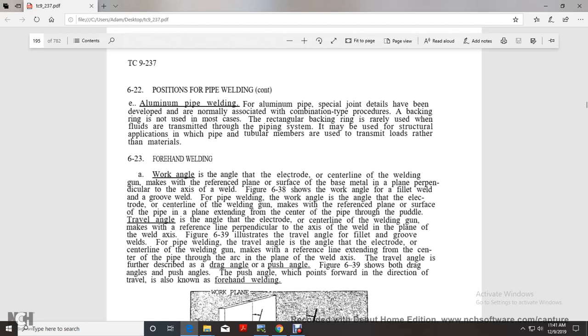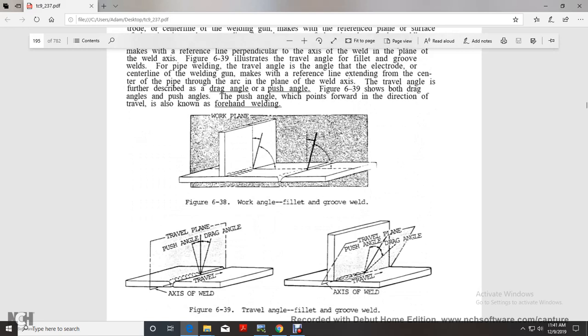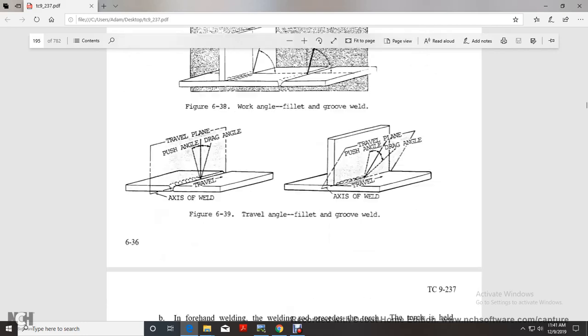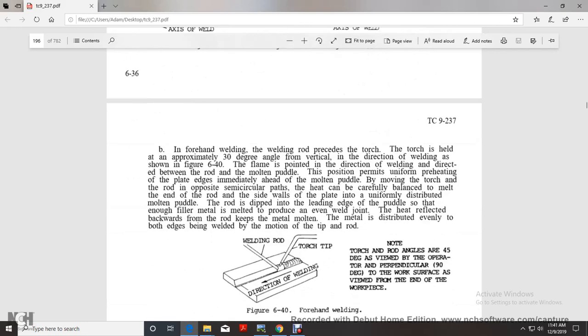Figure 639 shows both drag angle and push angle. The angle pointing toward the direction of travel is known as a forehand position. Figure 638 shows the work angle of the fillet with a groove, and 639 shows the fillet travel angle: push travel, drag, and the axis of the weld, push angle, drag angle. Forehand welding is done with the torch held at approximately 30 degrees from the vertical, in the direction of the welding, shown in figure 640.